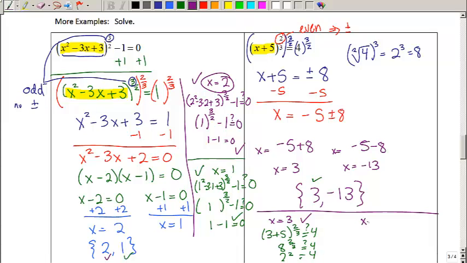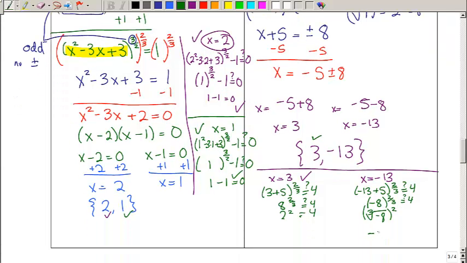Next, let's check x is equal to negative 13. Negative 13 plus 5, all raised to the 2/3, is supposed to equal 4. Negative 13 plus 5 is negative 8. The cube root of negative 8 is negative 2, and negative 2 squared is 4. And this does check out as well. So both of those are valid solutions.